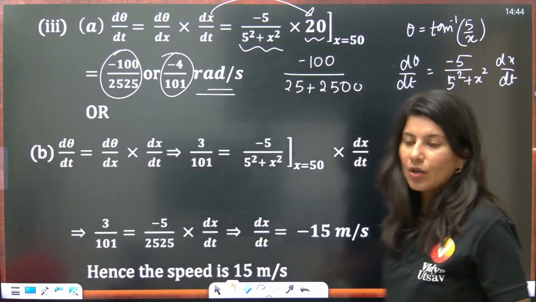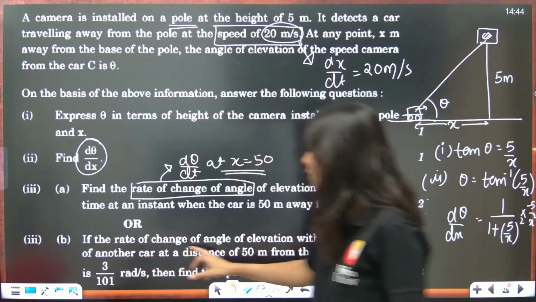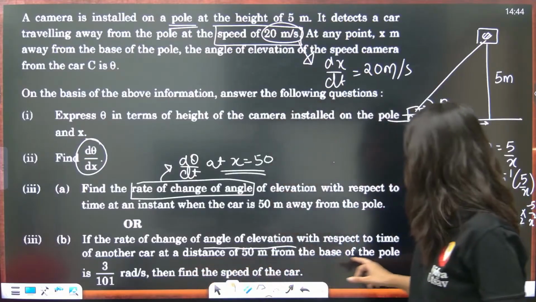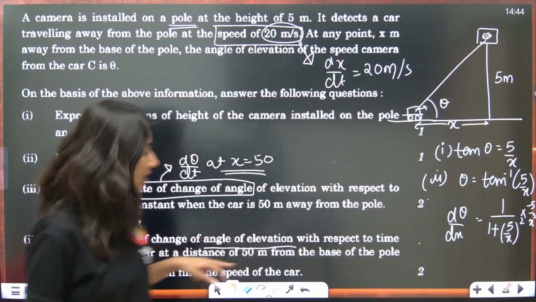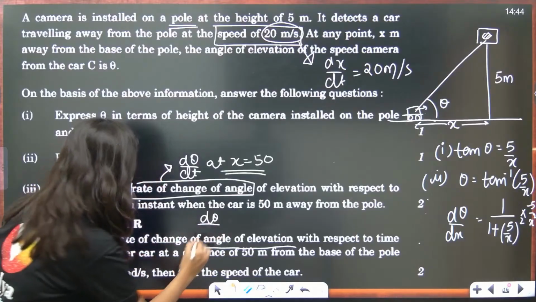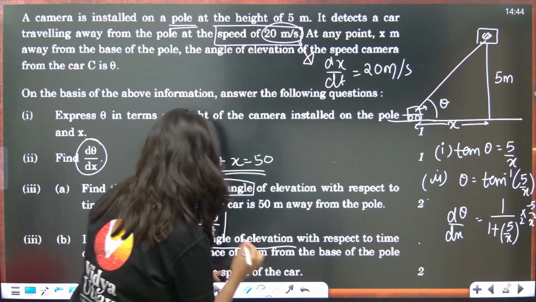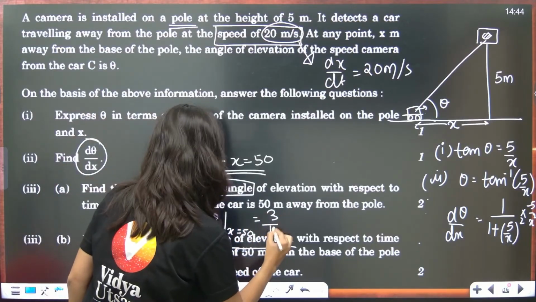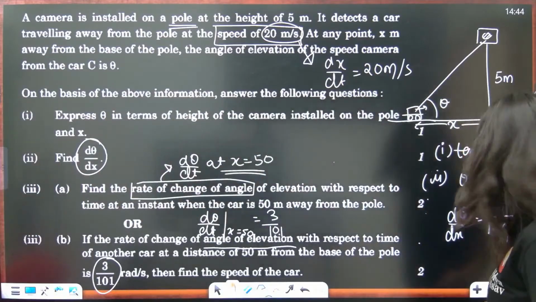Alright. Now the B option of this question: if the rate of change of the angle of elevation with respect to time is 3 by 101. Now what are they giving? They are giving the rate of change of angle, that means d theta with respect to time, when x equals 50, is 3 upon 101. Then find the speed of the car.